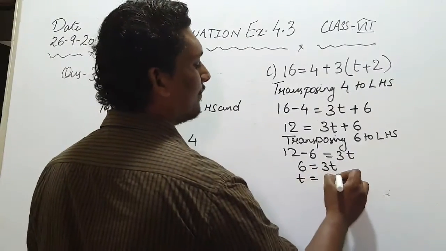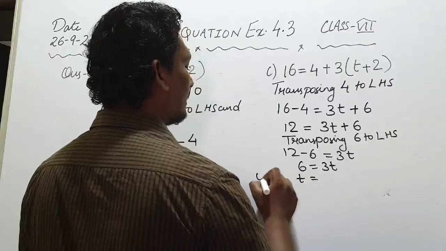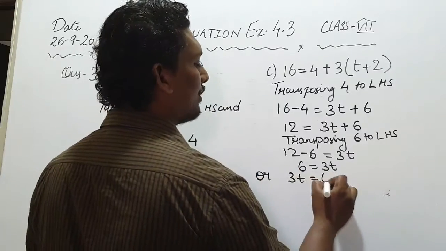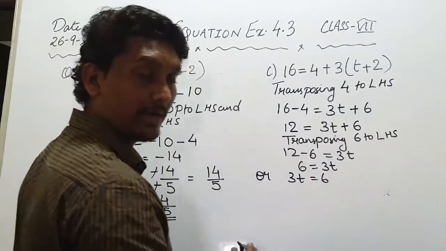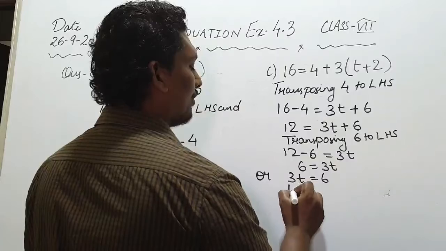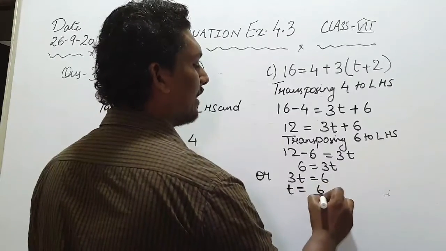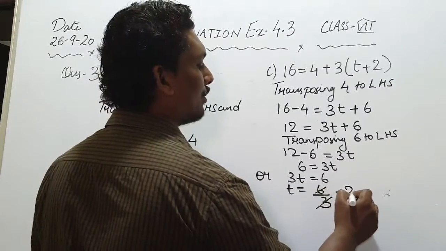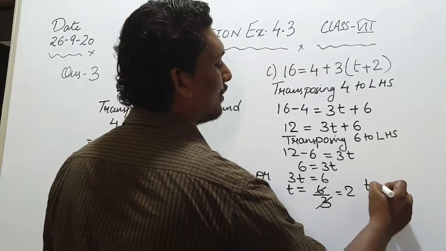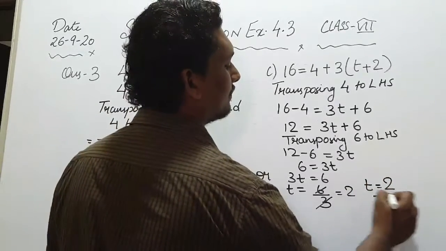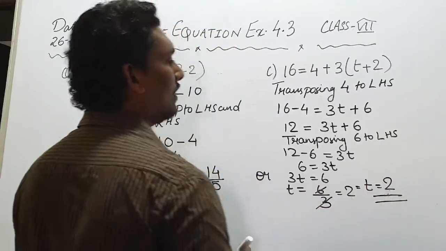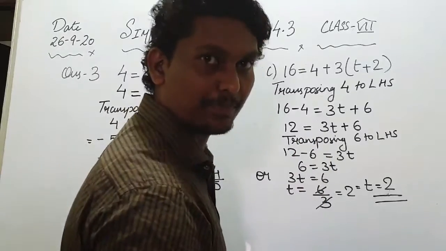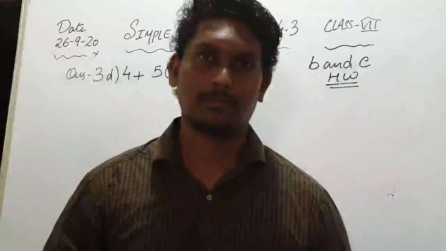Or you can write it as 3t is equal to 6. In this way also we can write it. Now t is equal to 6 by 3. When you cancel it, you will get 2. So t is equal to 2. This is the solution for this question. Just go through it.